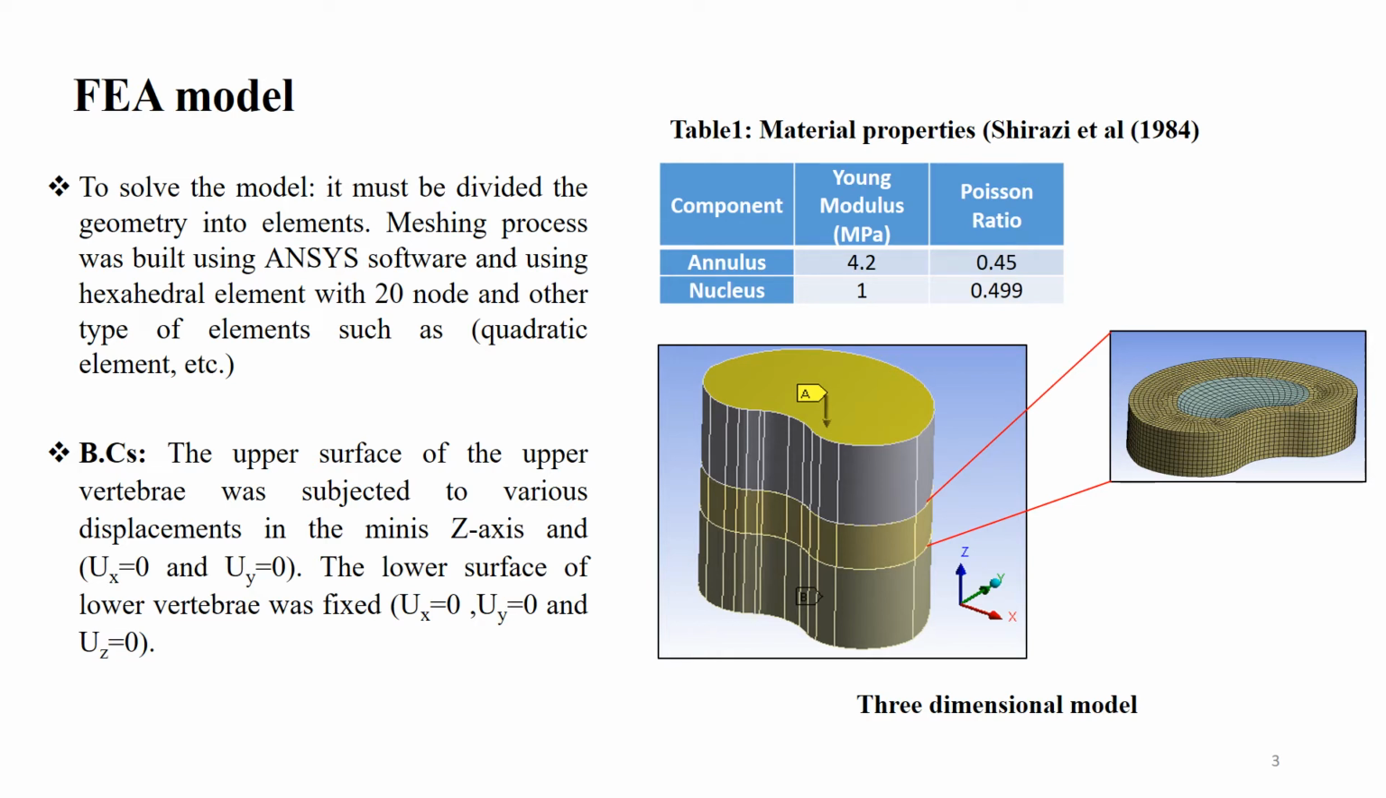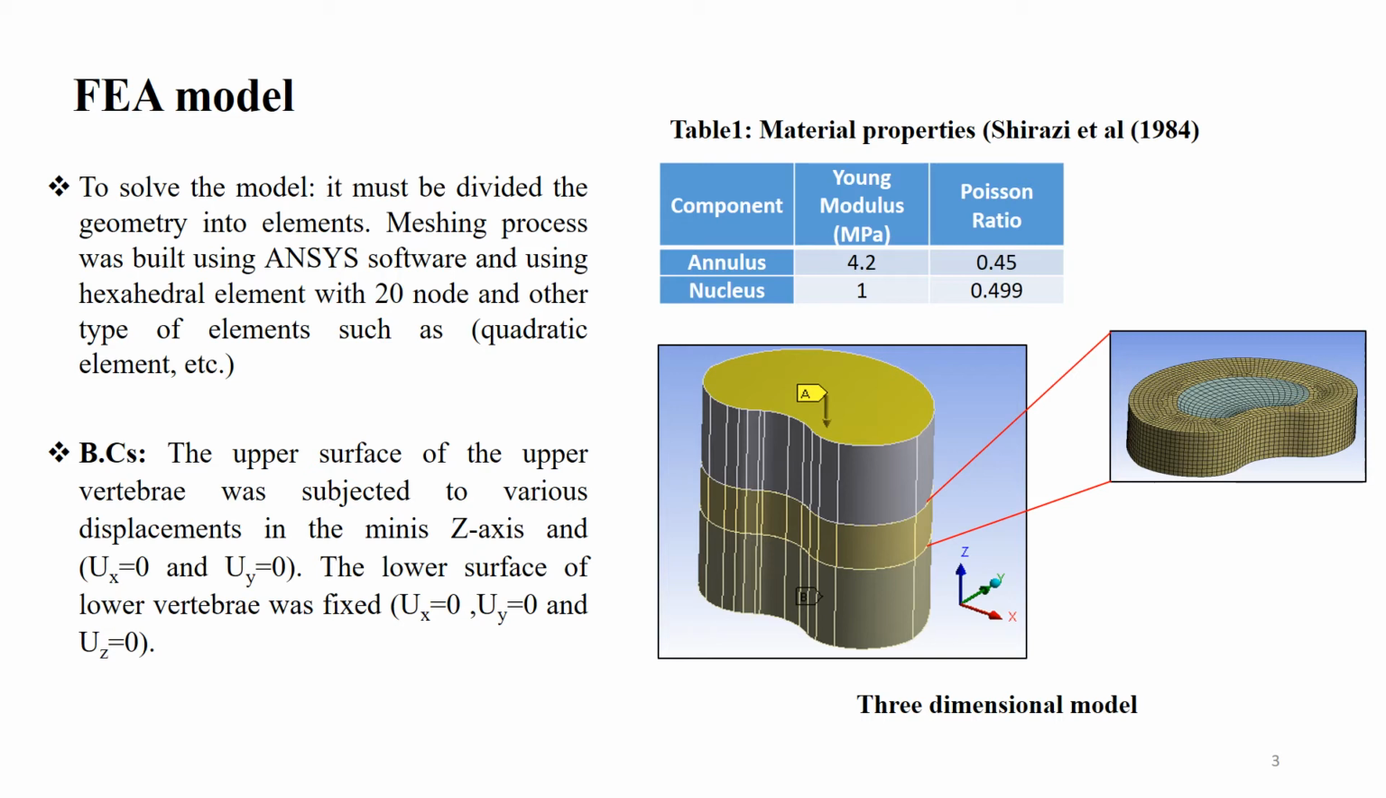To solve the model, we used ANSYS engineering software to model our lumbar region, the upper and lower vertebrae with the intervertebral disc. As shown here, we divided the model into elements, and the meshing process used a hexahedral element with 20 nodes and other types of elements, as shown here in the intervertebral disc. The outer side is the annulus fibrosus, and the central part is the nucleus pulposus.